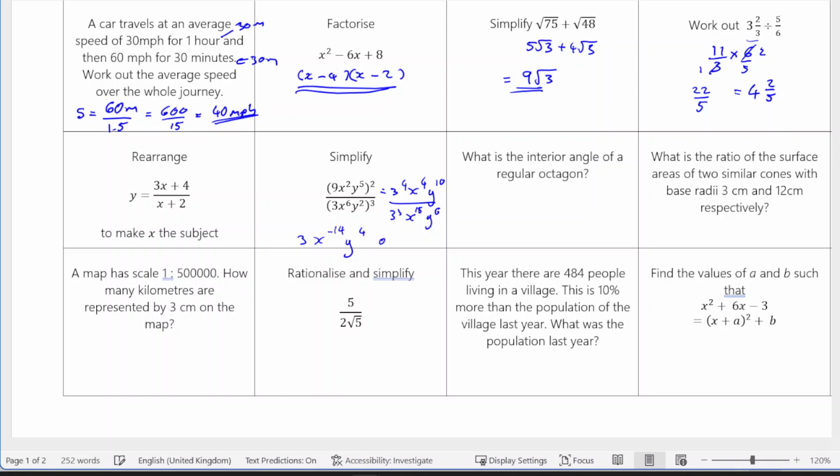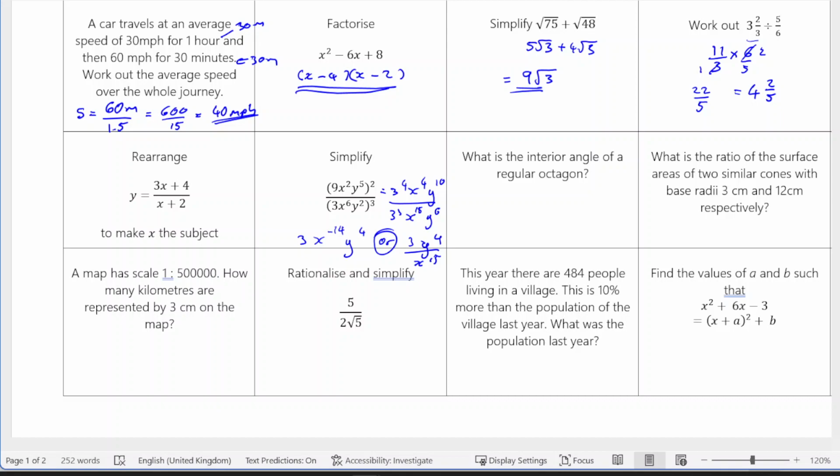So that's perfectly acceptable. Or we could have said that it was 3y to the power 4 over x to the 15. You shouldn't put two answers down. I'm just saying in terms of answers, both of those would be fine.